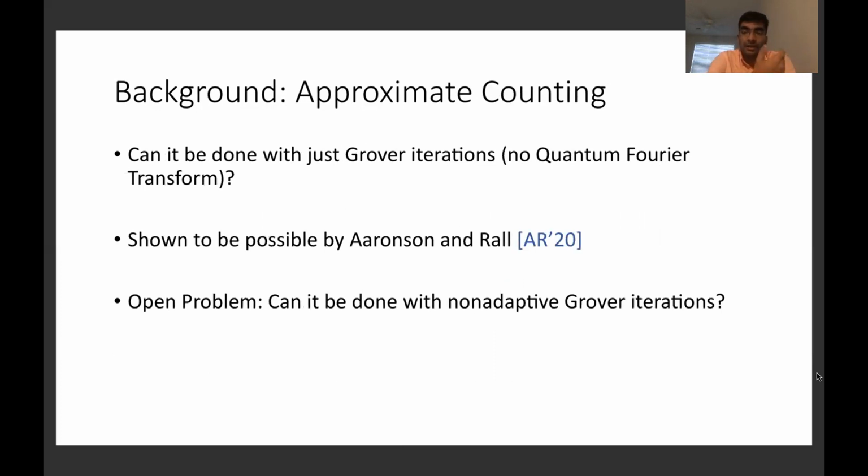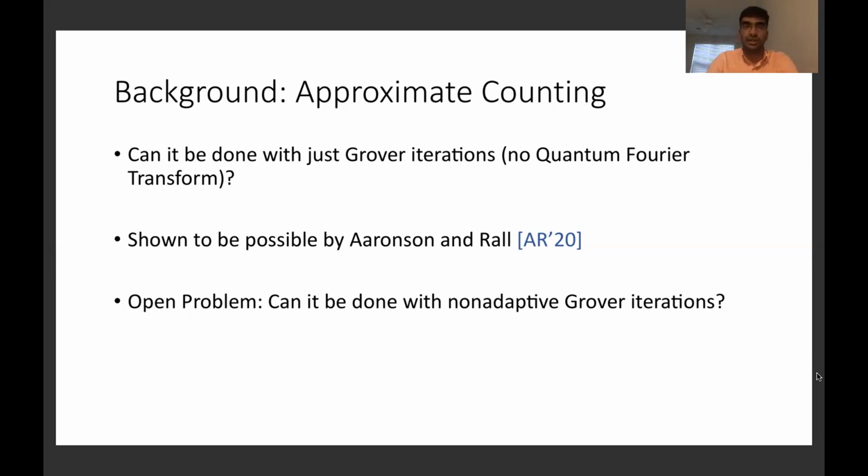So coming back to the approximate counting algorithms themselves, like I mentioned, the Brassard-Hoyer-Mosca and Tapp algorithm used the quantum Fourier transform, but it seems possible that it could be done with just Grover iterations, since the speed up is very similar to Grover search, and the structure of the problem is also very similar. And so this was shown to be possible by Aaronson and Rall in 2020.